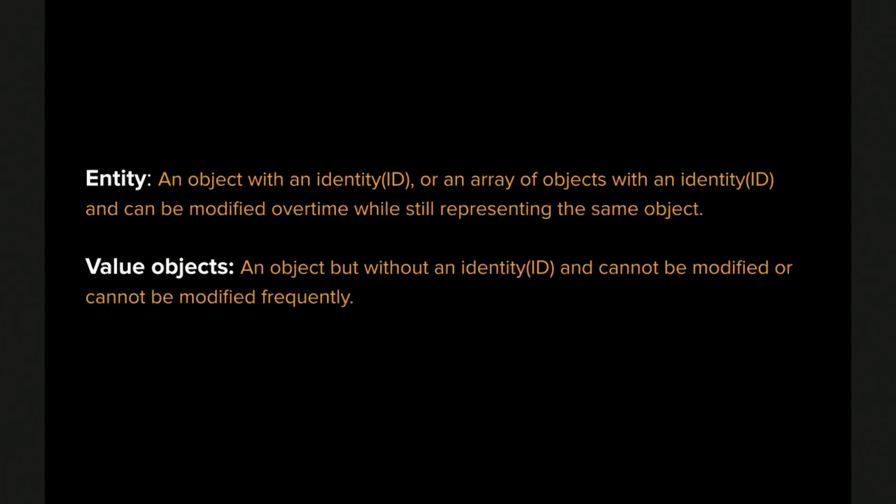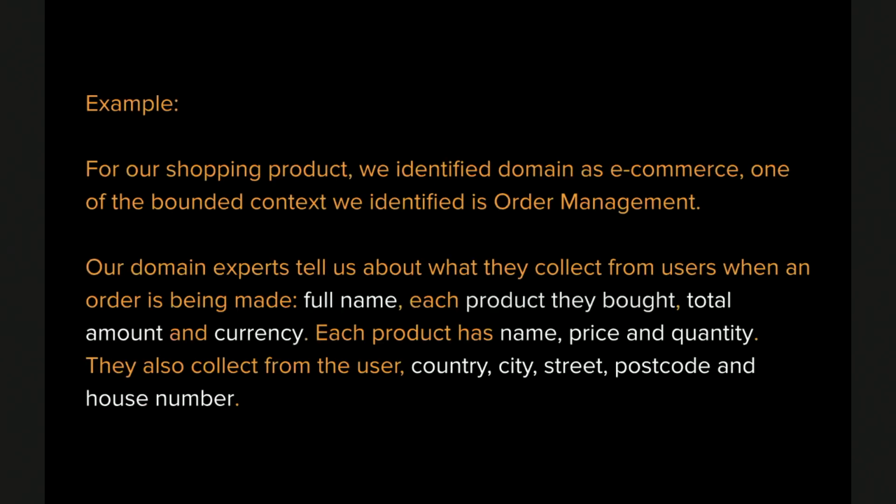Let's look at that. An entity is an object with an identity, an ID, or an array of objects with an ID, that can be modified frequently. So an object or array of objects that has an ID and is frequently modified is an entity. A value object is an object without an ID that cannot be modified, or cannot be modified often, probably once in a long time, right?